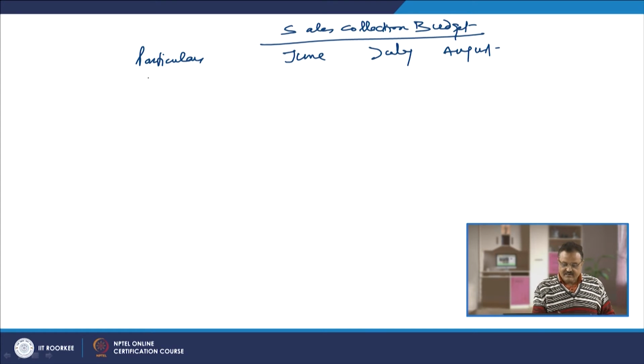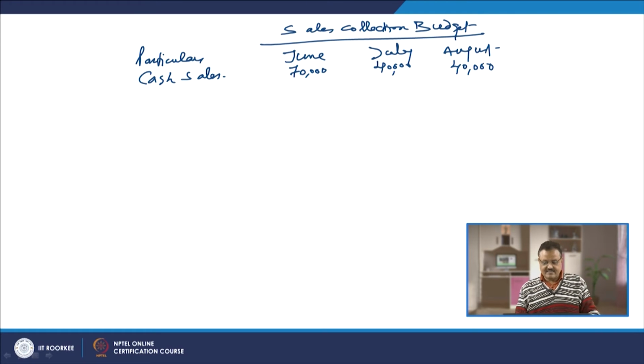Now, first collection will come from where? That is the cash sales, and that too in the current month. How much was the cash sales in the current month? We collected 70,000 worth of sales in the same month, 40,000 for the month of July, and again 40,000 for the month of August. These are our cash collections from the current month sales.